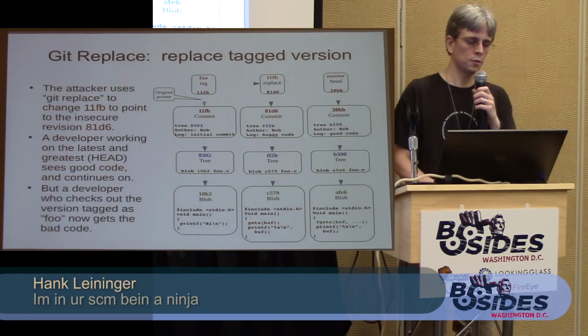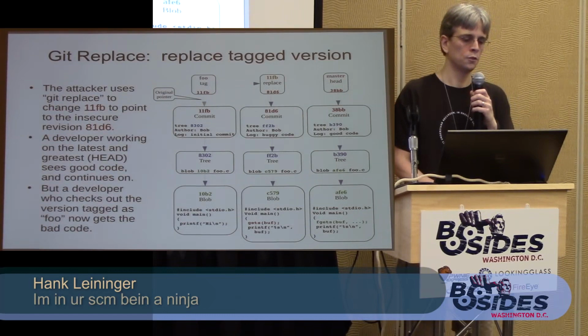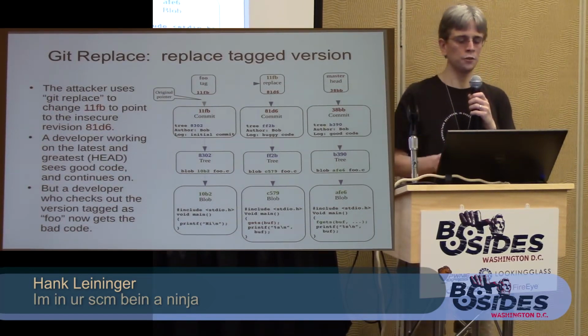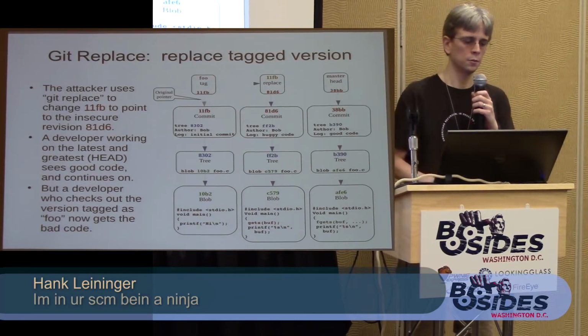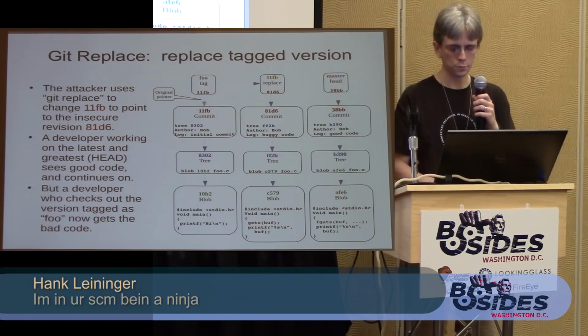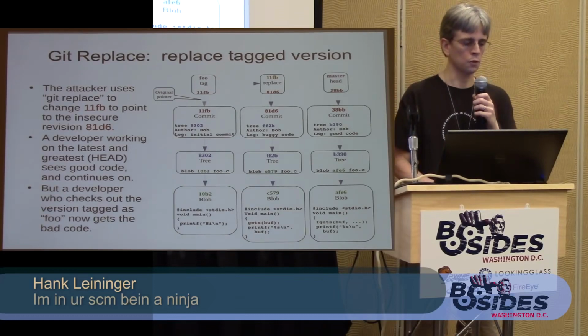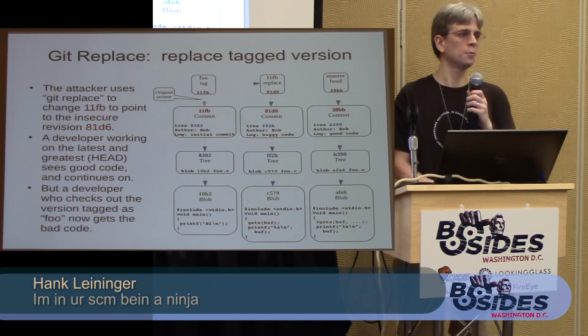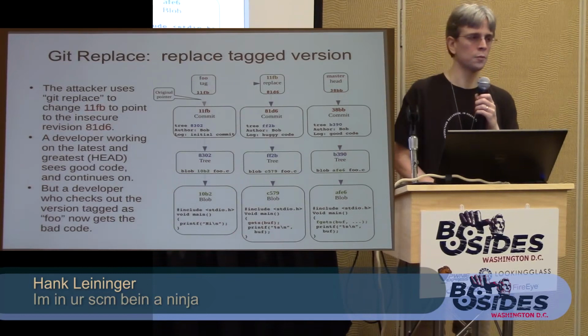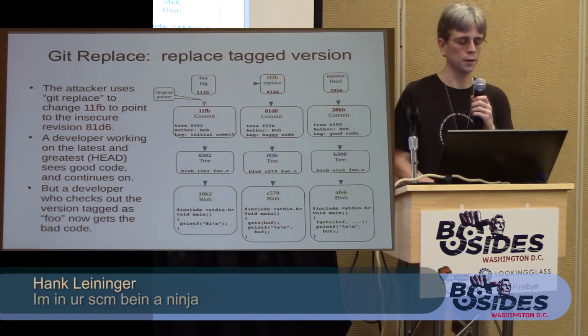So now the attacker uses a replace object to say, when something looks for 11FB blah, blah, blah, I want you to actually give them the bad revision of 81D6 blah, blah, blah. So when the developer references foo by name, they get the bad code. In this case, we have not changed the tag, but we've replaced the object that the tag points to with another object.